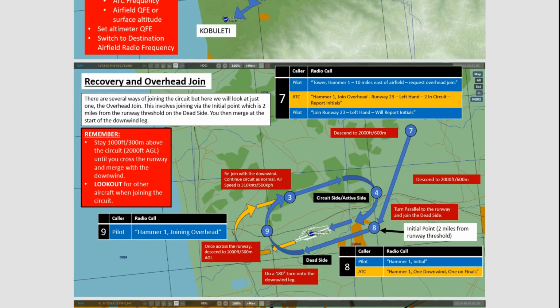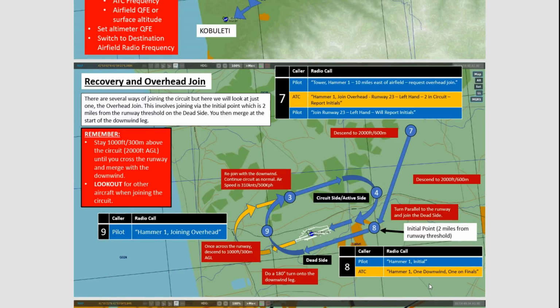So nice and simple. Where is the initial point geographically? So you see number 8. Geographically, it's 2 miles. If you imagine the runway is extended out to infinity, it's 2 miles from the threshold. You want to be slightly displaced off, so you make sure you're on the dead side, not the circuit side, so you don't bump into anybody on approach. That makes sense. Okay, so when you're at the initial point, just say, Hammer 1, initial. That means ATC goes, excellent, they've reached the initial point, which is a known point. I know roughly how long it's going to take before they get in the circuit.